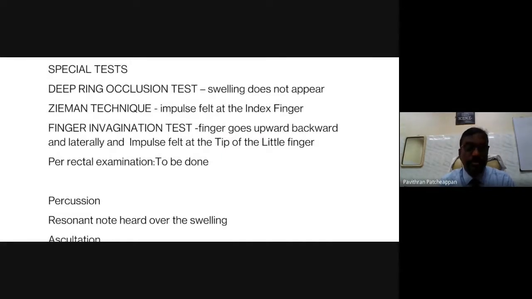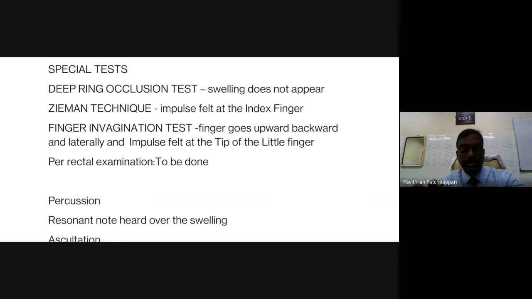Very good. If we occlude the deep ring, since an indirect hernia comes through the deep ring, it won't come out, sir. While a direct hernia comes directly through Hesselbach's triangle, medially, it will appear medially. Very good. So your wording should be: after occlusion of the deep ring, the swelling does not appear. In a case of indirect hernia, it appears on coughing. You occlude and ask the patient to cough, and it appears.